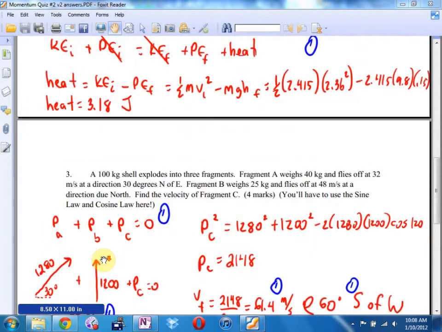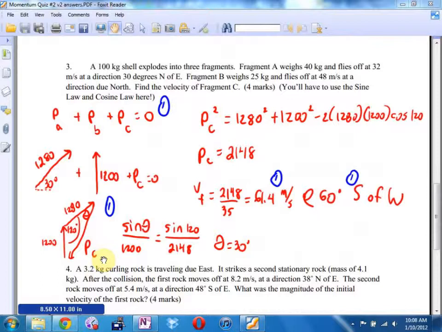Example three. A 100 kilogram shell explodes. Boom! Into three fragments. Fragment A weighs 40 kilograms and flies off at 32 meters per second at a direction 30 degrees north of east. Fragment B weighs 25 kilograms and flies off at 48 meters per second in a direction due north. Find the velocity of fragment C.